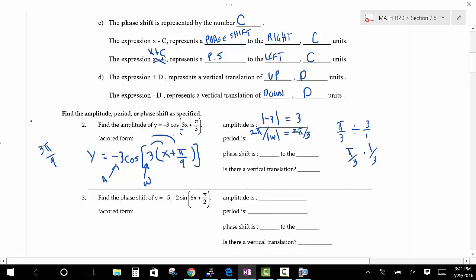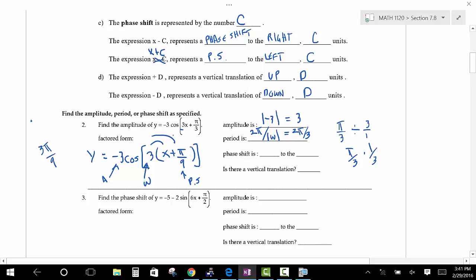Okay, now, phase shift. Which number is the phase shift? Pi over 9. Okay, right? That's your phase shift. And which way is it going to go, left or right? Left. Good. Okay, all right. That's because it's a plus sign.